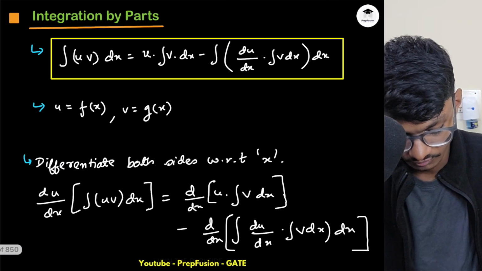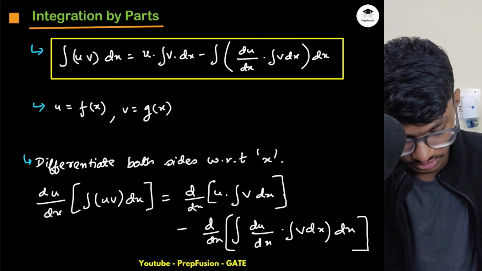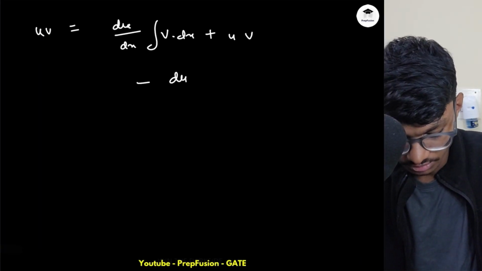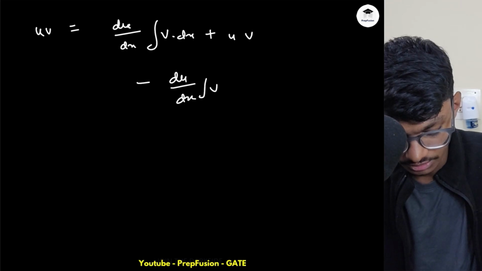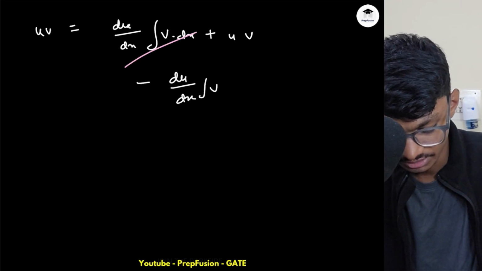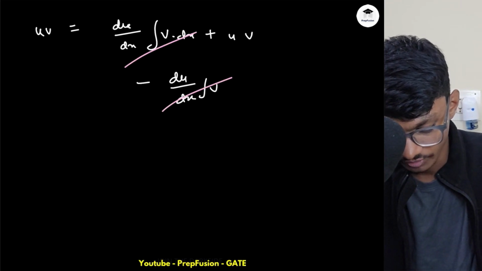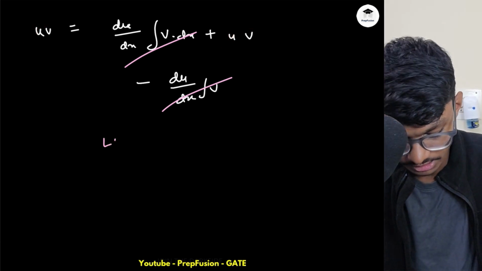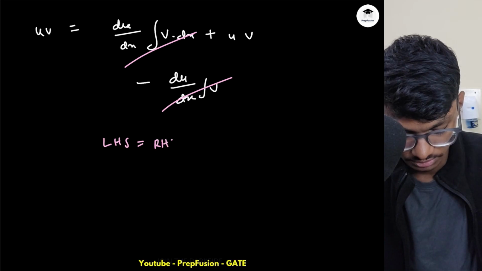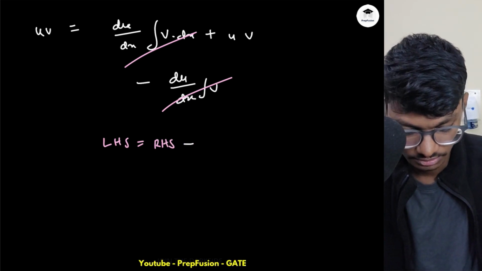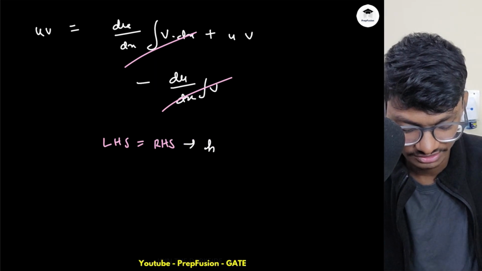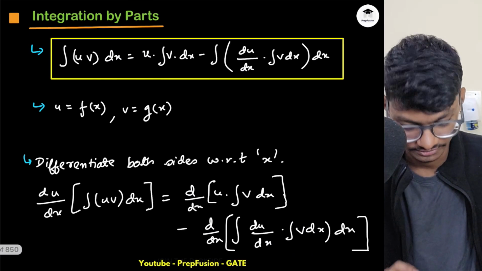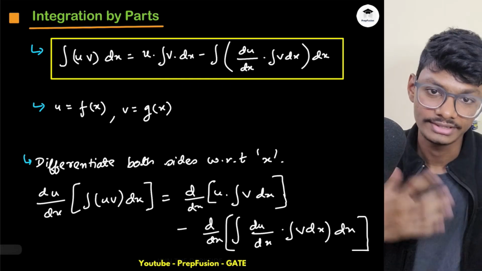And I have a negative sign over here, and if I differentiate this, this will be remained with du upon dx into integration of v. So what I can observe is this and this will get cancelled, and uv will be equal to uv. Okay, so LHS is equal to RHS, hence true. We are not proving anything, so we won't prove, hence true. Okay, so just for your peace of mind I solved this. So I hope you got the point that yes, this is true.